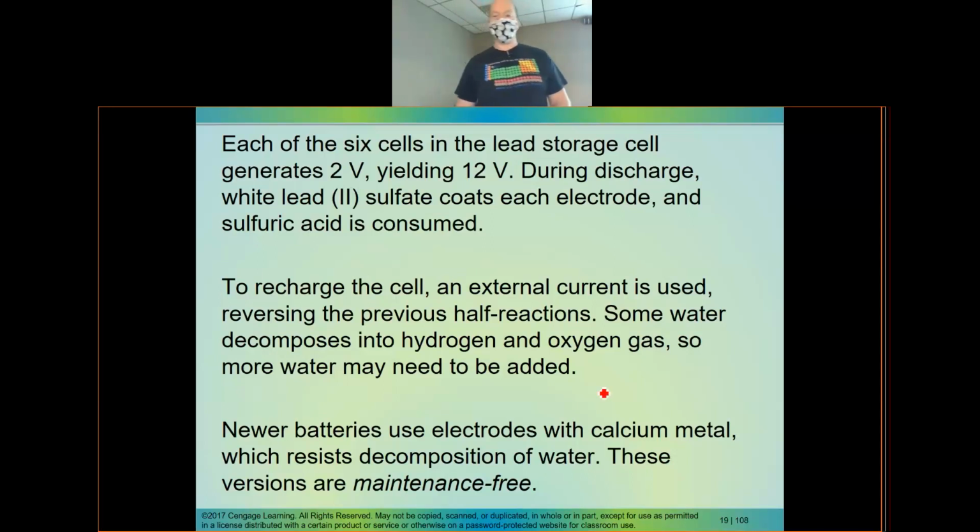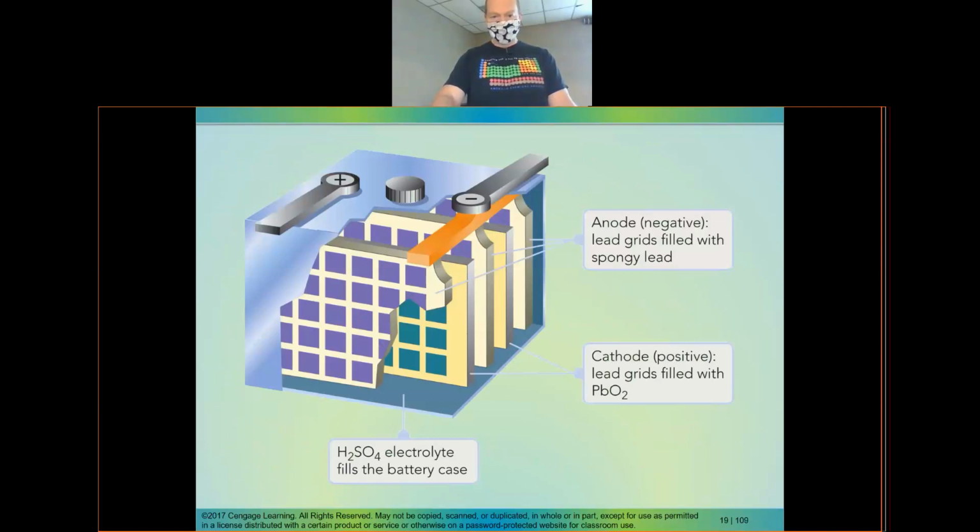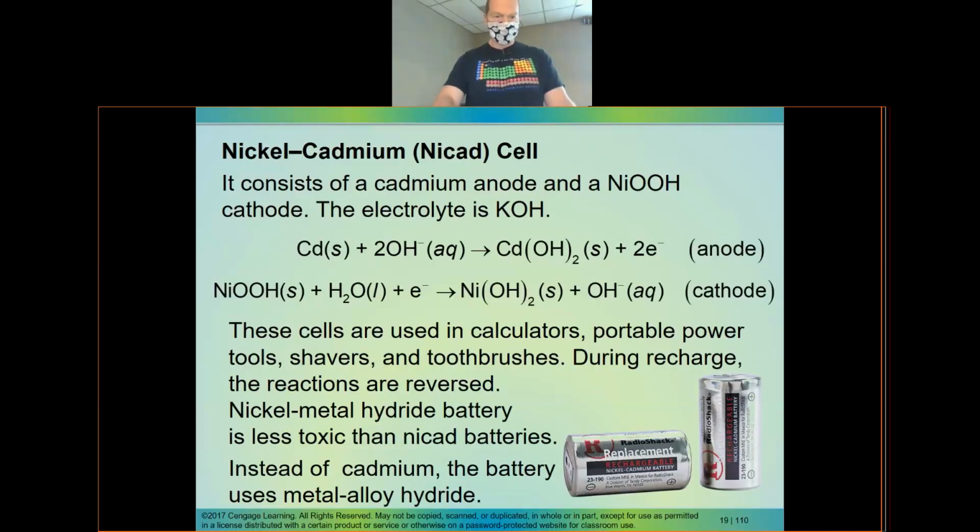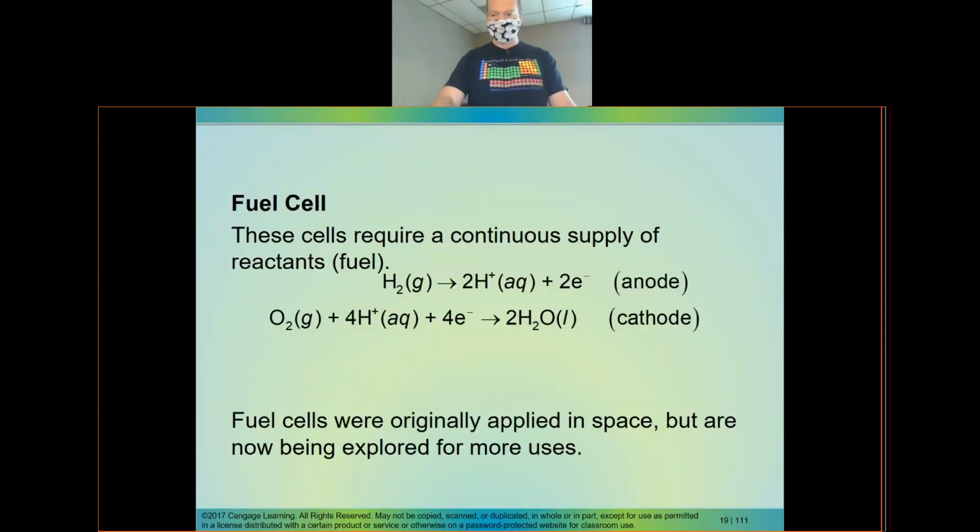The newer batteries, you don't add water to them, so they are maintenance-free, and they use calcium metal, which resists the decomposition of water. In a battery, you're losing a lot of water because you can electrolyze the water into hydrogen and oxygen, and then if you have a spark, you can have batteries blow up and all kinds of fun stuff. But there are not going to be any questions on the batteries. So here are your nickel cadmium rechargeable batteries. You've got your lithium, you've got your fuel cell. Your fuel cell is where you take your water and convert it into hydrogen and oxygen.